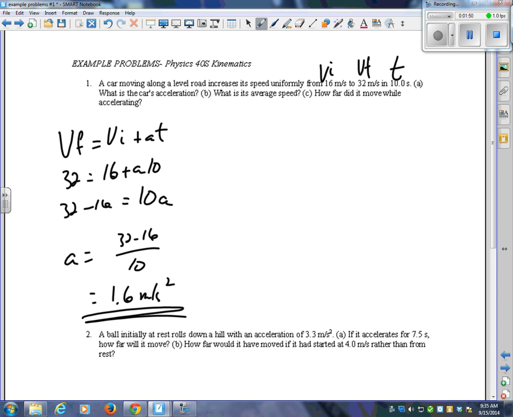Now, did any of those formulas have average speed in them? So, how are you going to get average? Yeah, just add. You might even remember that one from grade 11. VI plus VF over 2. 16 plus 32 all over 2. Should be 24, I think.